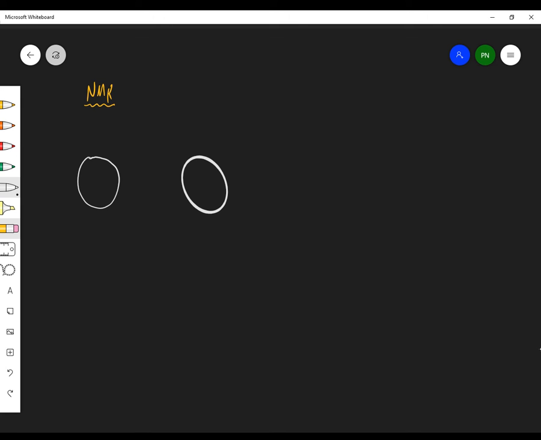Okay, these are supposed to be two hydrogen atoms. There's an electron, and there's an electron, and in the middle there is a proton, and there's a proton. So the NMR I'm talking about here is often known as hydrogen NMR, or more commonly they call it proton NMR.